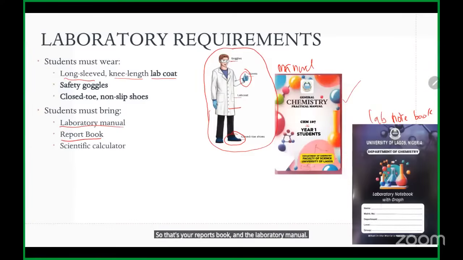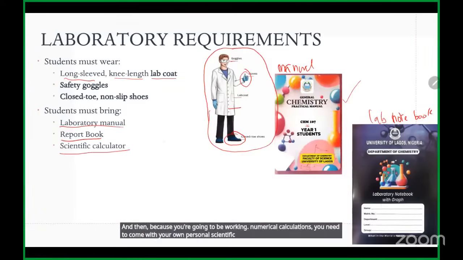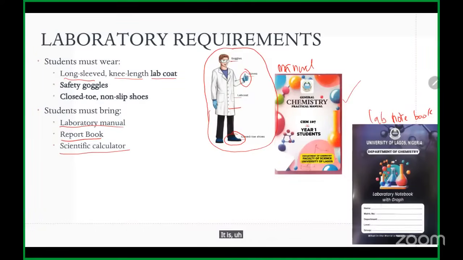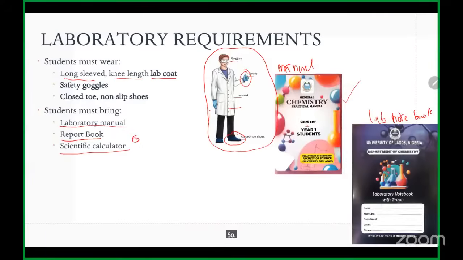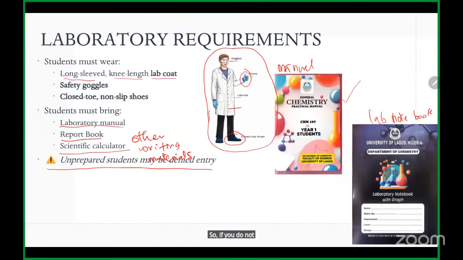And then because you're going to be working on numerical calculations, you need to come with your own personal scientific calculator. Why? Because each lab that you do is an examination, so you have to be prepared for it. And other writing materials. If you do not have this, your instructor may deny you entry. So you may be denied.